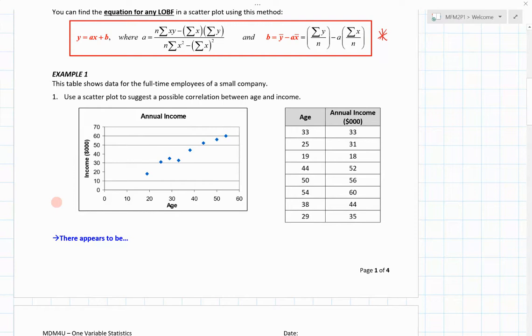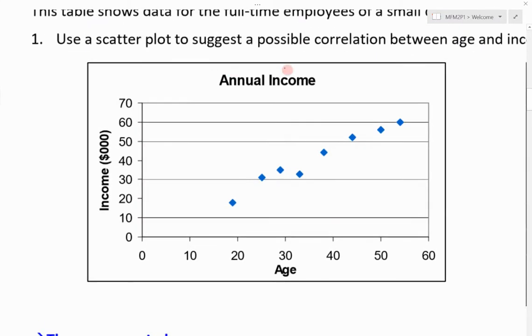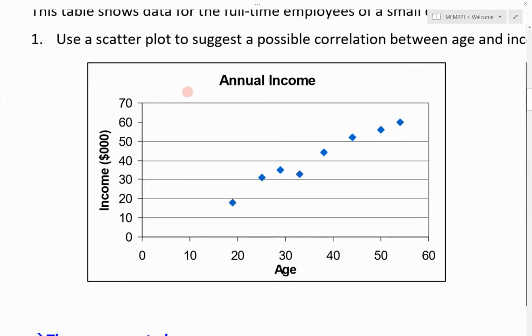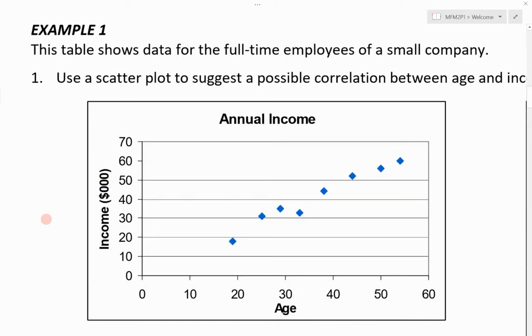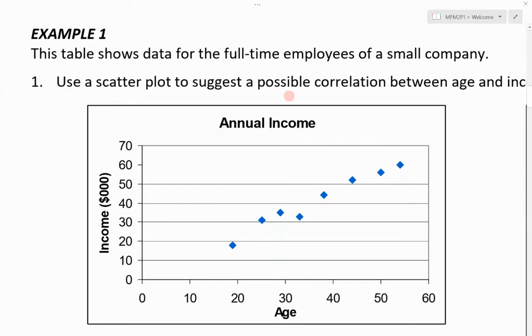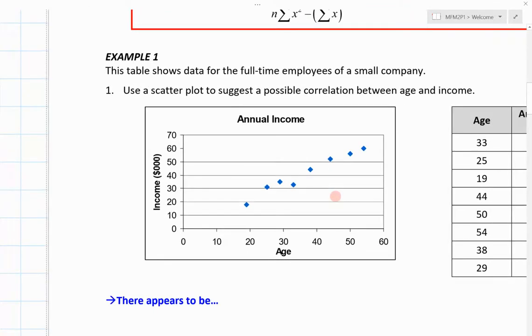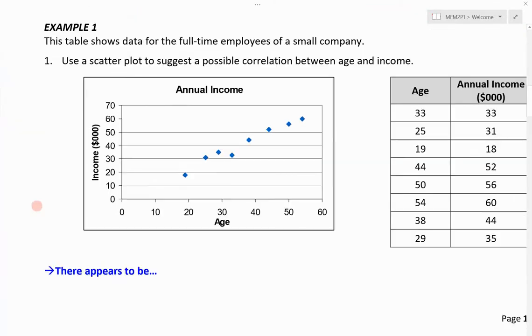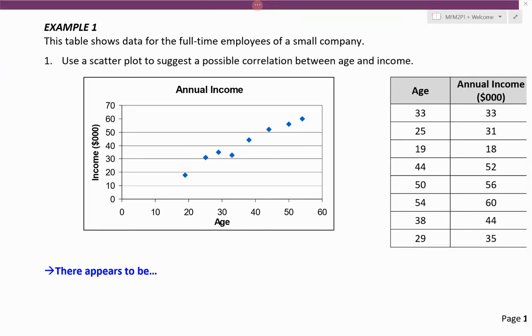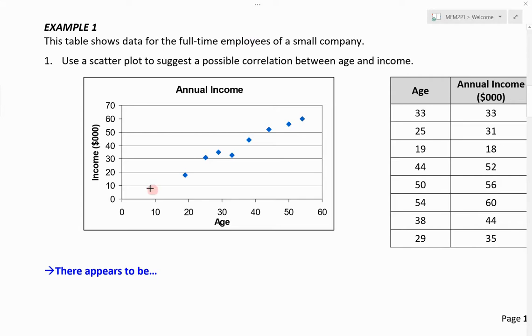Okay, so here, example number 1. Use the table. The table shows data for full-time employees of a small company. You can see annual income in thousands of dollars, and the age going from 0 to 60. Use a scatter plot to suggest a possible correlation between age and income. So it looks like there could be a linear relationship here, a correlation. It's a positive, increasing trend here.